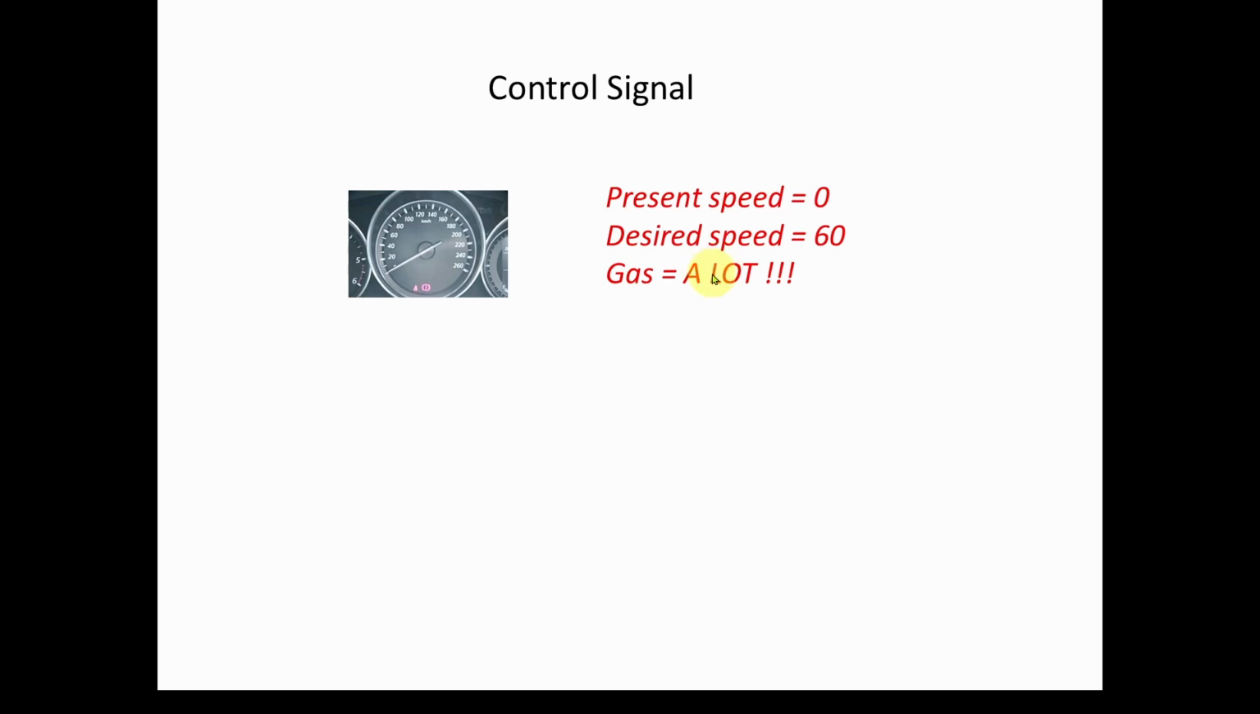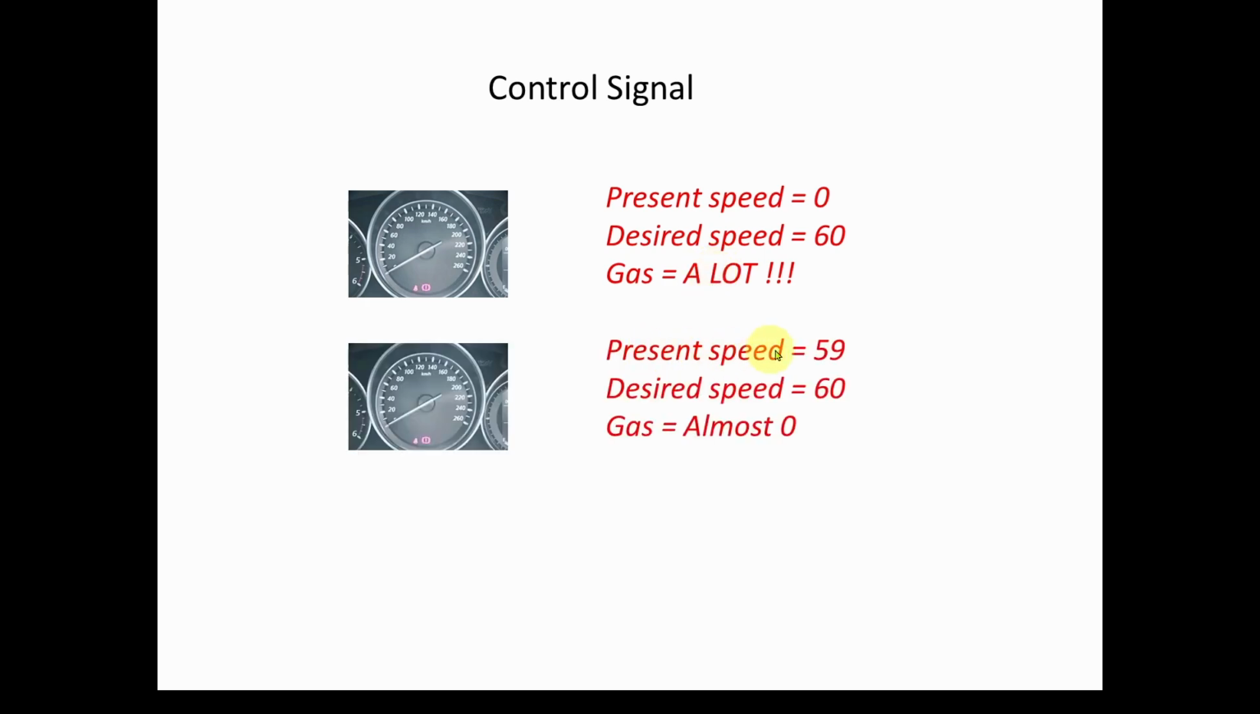We slam the throttle. If the present speed is 59 and the desired speed is 60, there's a very small difference. We don't want to give it much gas, almost zero gas, right? We're almost there, so give it a little bit more and you'll get to 60.